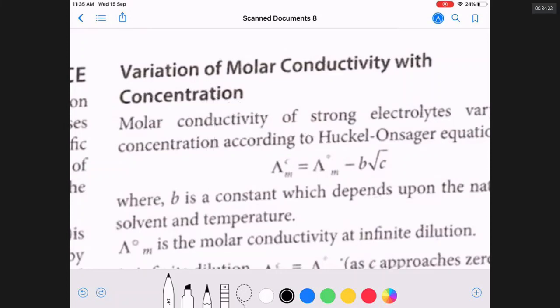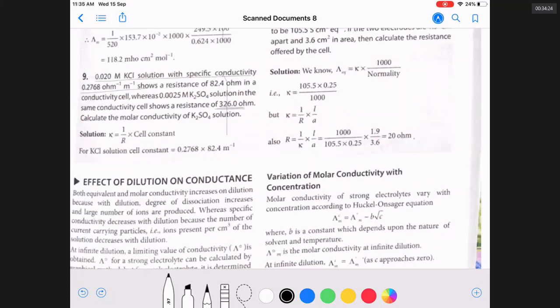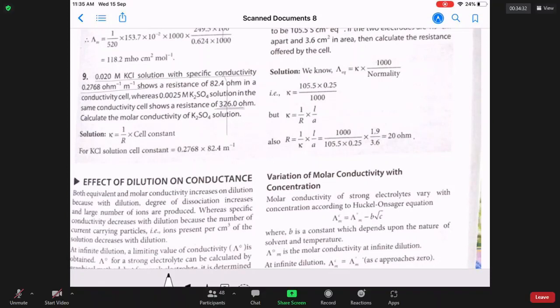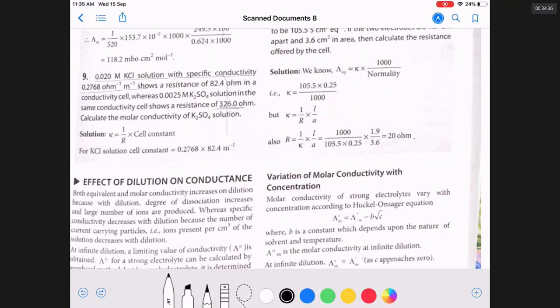The topic under discussion is electrochemistry. We are talking about conductance. We agreed that the opposing force to the current flow is called resistance. And we recorded that the current I passing through a conductor is always directly proportional to voltage difference and inversely proportional to resistance. V is equal to IR is Ohm's law.